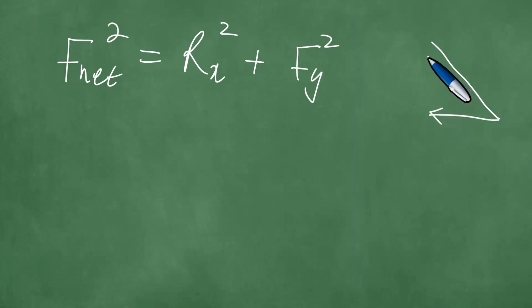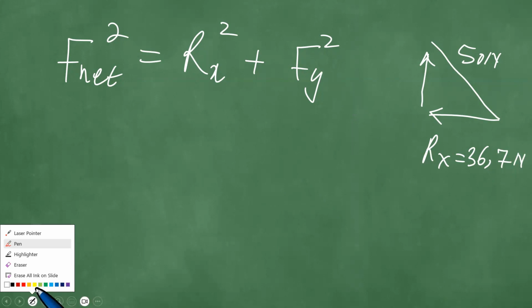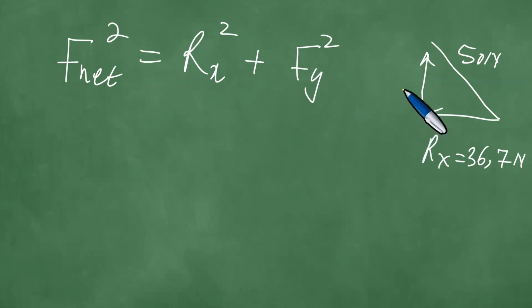We are dealing with this kind of situation here. We have 50 newtons there. But we have seen that Rx is this one. And then we have Fy. We found Fy to be 25 newtons. And this angle here is 90 degrees. So we use Pythagoras' theorem to find the actual net force there.